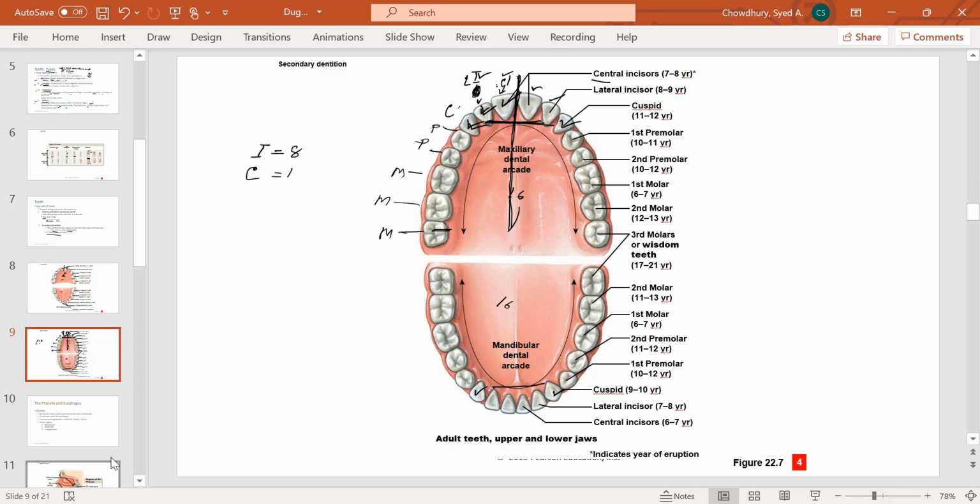So total 4 canines altogether, right? And in each half of an arch, you have 2 premolars. So 2, 2, 4, and in the lower arch you have 4. So total 8 premolars. And here you have 3 molars, 3 molars, same in the lower arch. So 6 and 6, 12. So total 12 molars. Makes sense? So total, if you add, 32 permanent teeth.